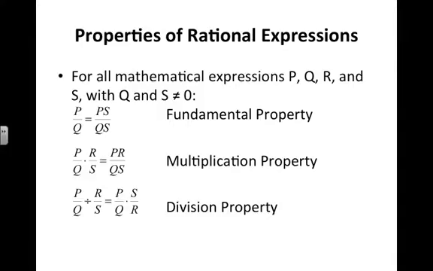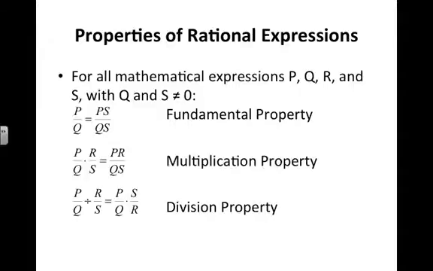For all mathematical expressions P, Q, R, and S, with Q and S not equal to 0. So P over Q. When we're talking rational expressions, we're talking about fractions involving algebraic expressions. Now, the very fundamental property is that P over Q equals P times S over Q times S. In other words, you don't change the value of a rational expression if you multiply the bottom by something and the top by the same thing.